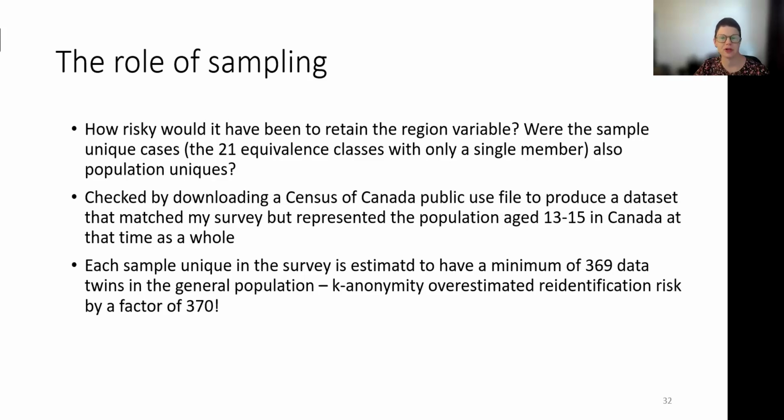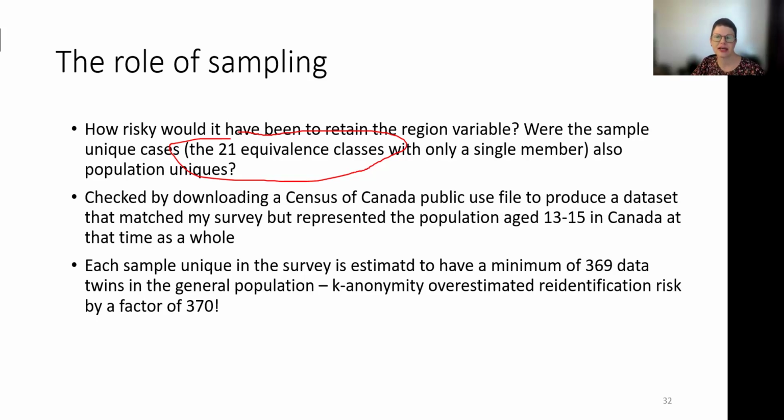However, how risky would it have been to retain the region variable? Were the sample unique cases, the 21 equivalence classes with only a single member, were they population uniques? So I decided I would check that. I checked it by downloading a complete Census of Canada public use file, and I manipulated it to produce a data set that matched by survey, but represented the population aged, I think it was actually age 13 to 15, in Canada at that time as a whole.